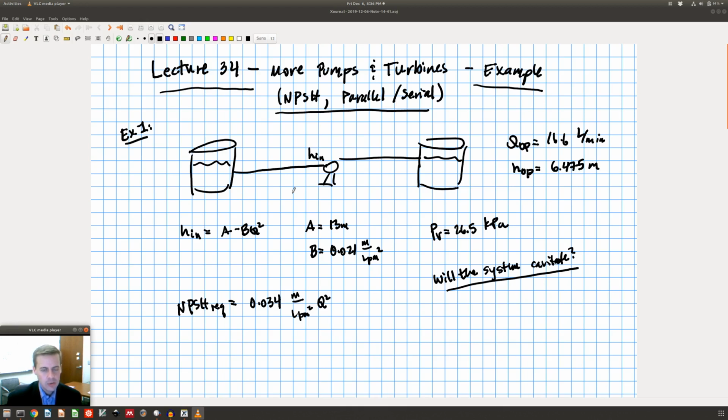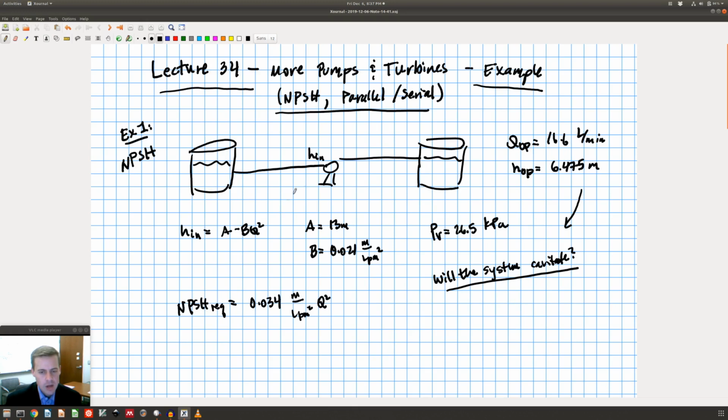We're going to start with the first example, which is an example about NPSH. I'm looking at a pipeline system. Suppose I've already solved for the operating point and I know that it's going to be 16.6 liters per minute and the head at operation is going to be about 6.5 meters. And I want to know if at this operating point the system will cavitate. So that's the question I want to ask.